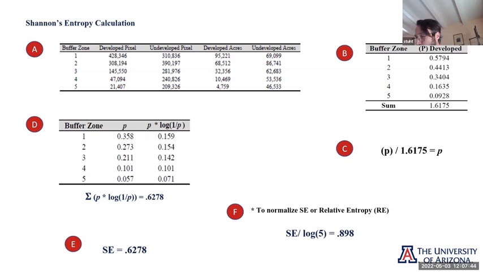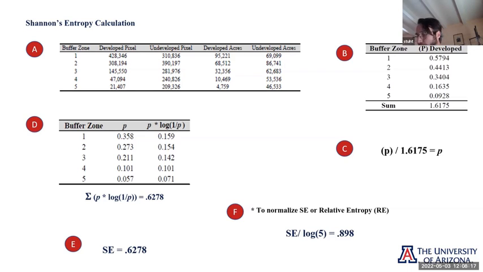So if you're still with me, table A, and this is directly from this study. The developed land cover is the spatial variable in focus. For each buffer, the proportion of developed land is found as developed pixels divided by total pixels. Looking at B, this proportion value is taken for each zone and summed, which becomes the divisor in which each buffer value becomes the dividend in C.